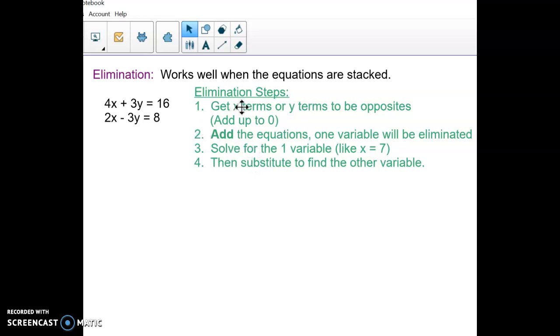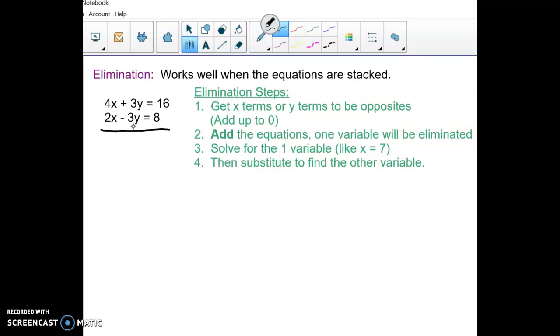The first step is oftentimes the trickiest actually: you want either the x's or the y's to add up to 0. This particular example is set up really nicely for us because we have positive and negative 3y, so they add up to 0 right away. But if that's not true, sometimes you have to multiply one of the equations by 2 and the other one by negative 4 or something like that. Some more examples: you'd want 3x and minus 3x, because that would add up to 0, or y and negative y. You need one of the variables, either the x's or y's, to add up to 0.